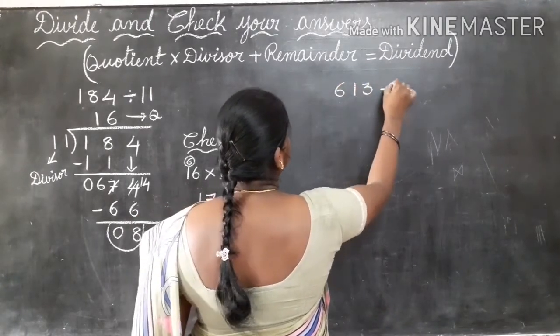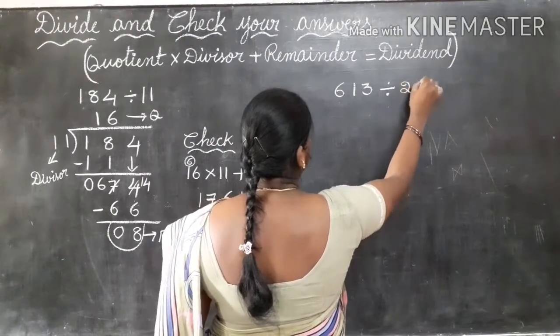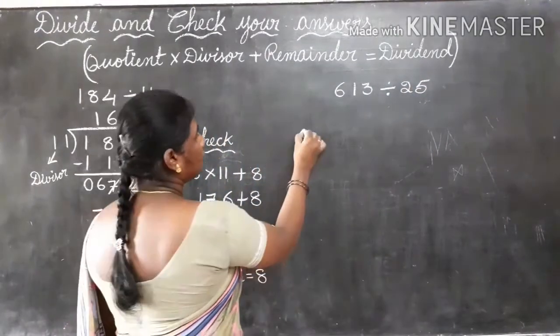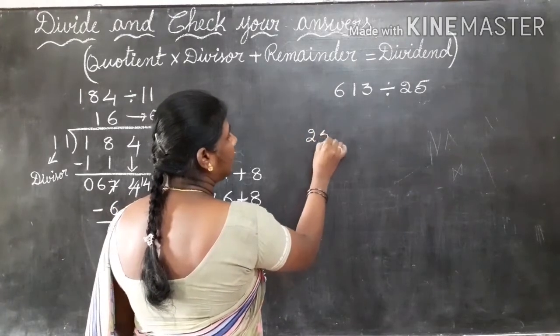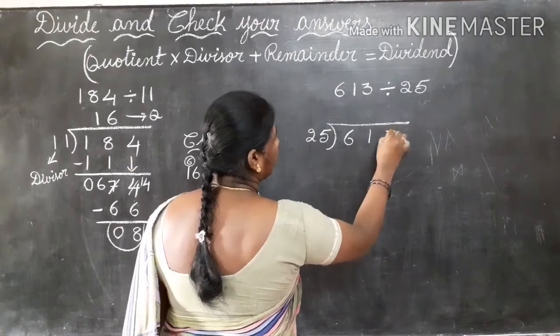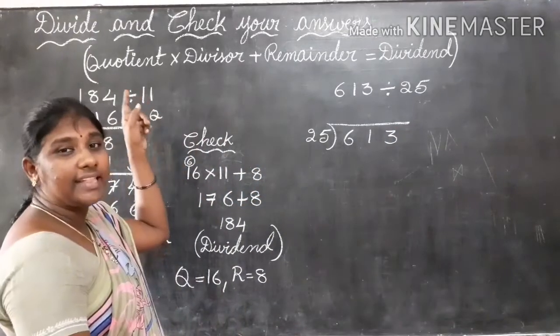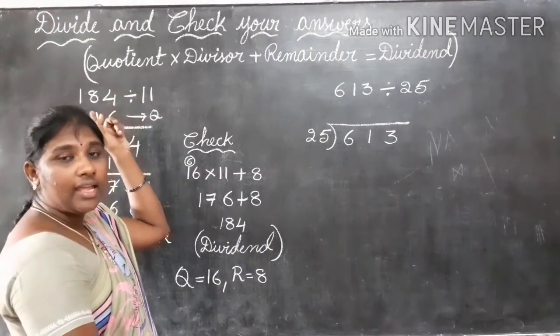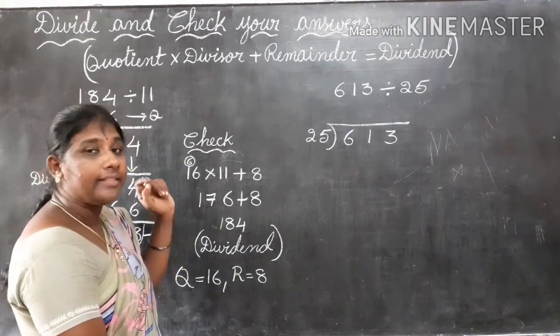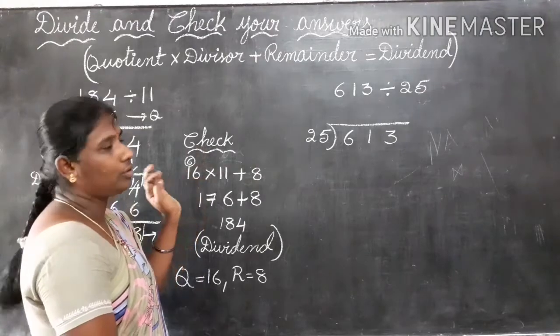613 divided by 25. So we have to do the division with 25. 613. What division is this? Dividing a 3-digit number by a 2-digit number.